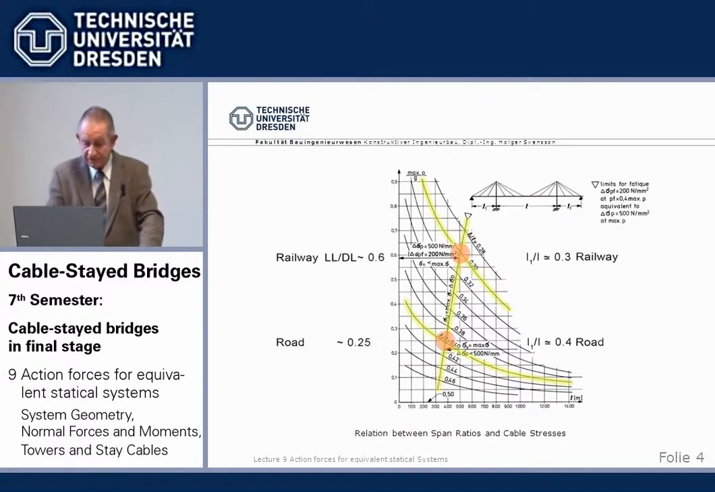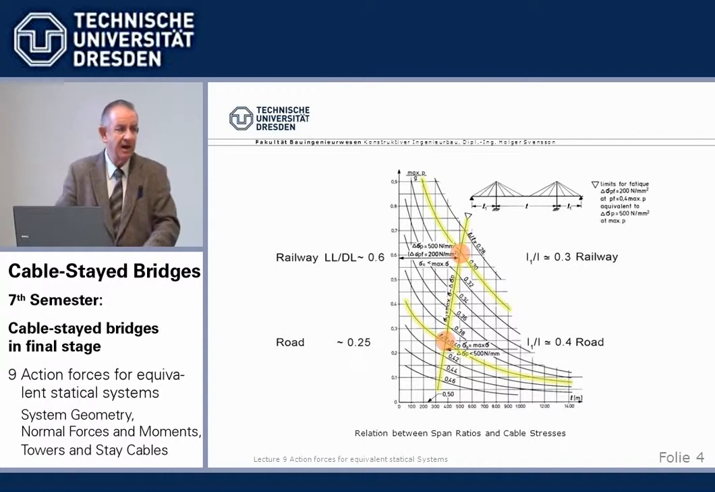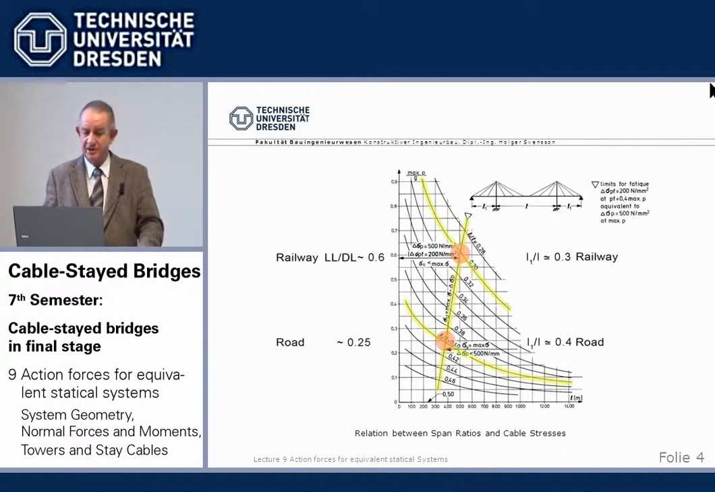Now, first of all, geometry. How do we determine the most effective span ratio, side span to main span? This is governed again by the behavior of the backstay cables. There are certain considerations.